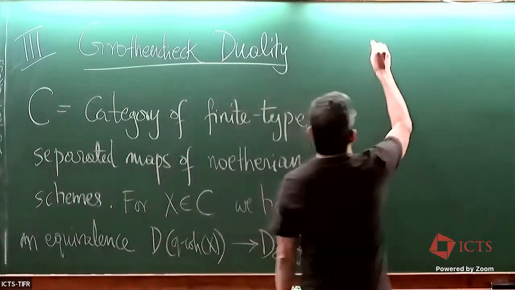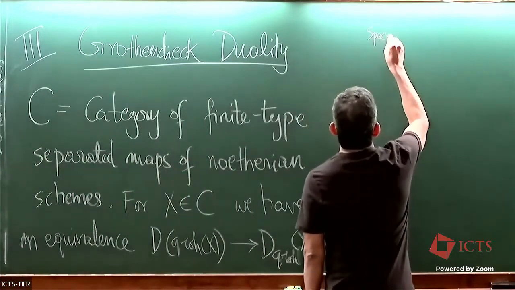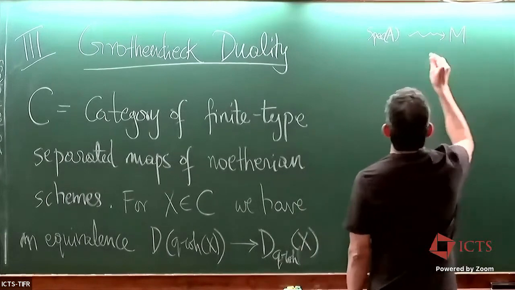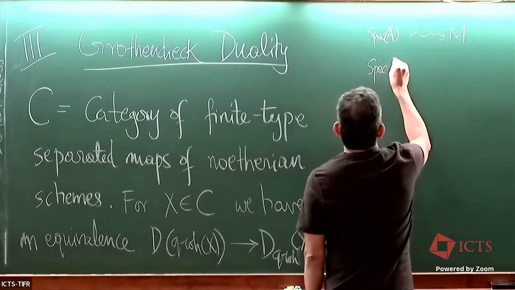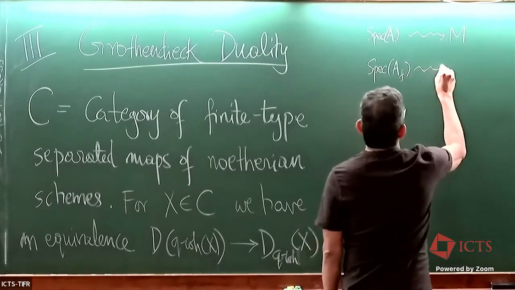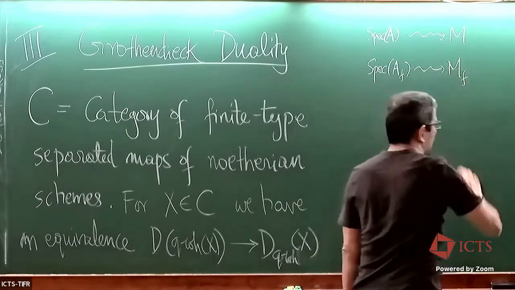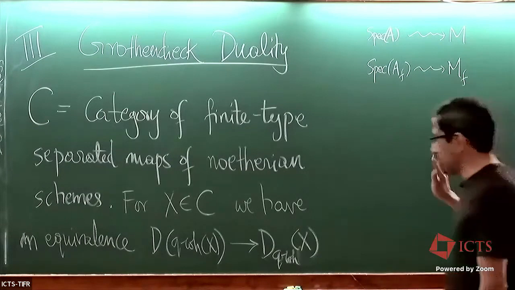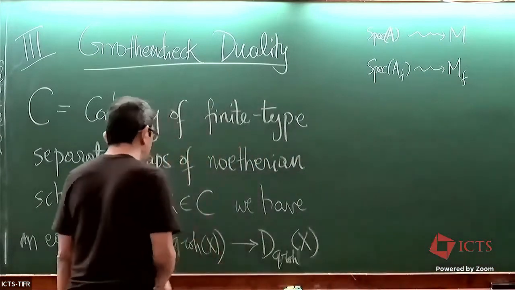So for Spec A, which is an open subset, we'll give the module M. Then for the open subset Spec A_f, we'll give the module M_f. Of course, this is not at all a complete definition, and a better way to say it is that it's locally given by finite presentations since it's Noetherian. But I will not write down the formal definition.